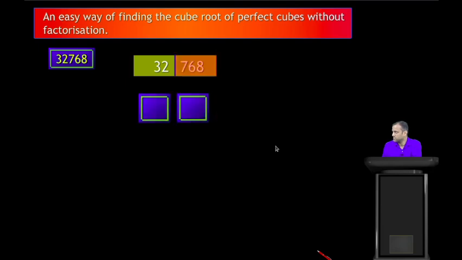Now check what is the unit digit of this first group. What is the unit digit? Okay, this is 8. Now what is the number whose cube has unit digit 8? Can you find the number? Yes, exactly, it is 2.